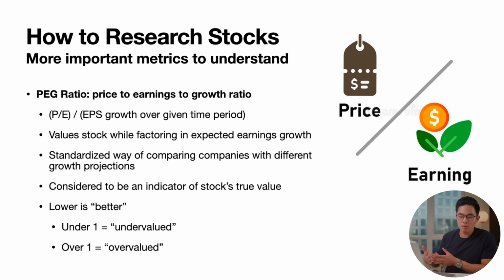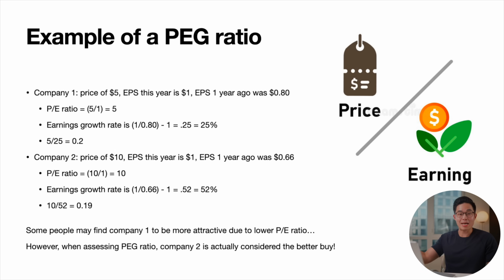So with the PEG ratio, the lower the number, the better. If you have a PEG ratio of under 1, this could mean that the stock is undervalued, especially compared to the expected earnings growth. And if you have a PEG ratio of over 1, this means that it could be overvalued. Let's go over an example of a PEG ratio because I know it might seem a little bit confusing.